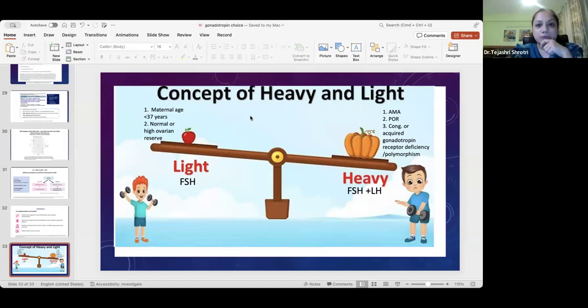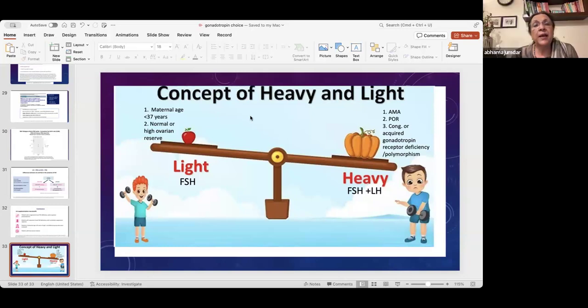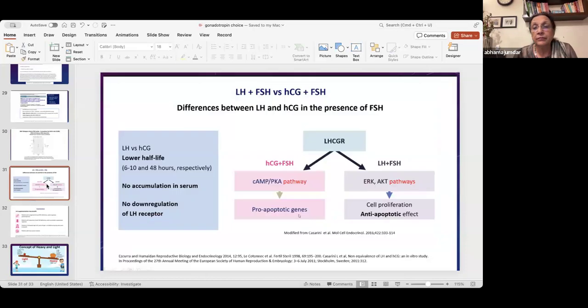Ma'am, Dr. Yukti wants to know what is the importance of the pro or anti-apoptotic effects of HCG and LH respectively. You see, apoptosis is destruction of cells. So pro-apoptosis is not what we want. We want anti-apoptosis, right, Yukti? So HCG has a pro-apoptotic effect. I showed you in the slide a little earlier. You see here, pro-apoptotic is from HCG, and LH-FSH is anti-apoptotic. Apoptosis means a natural cell death.